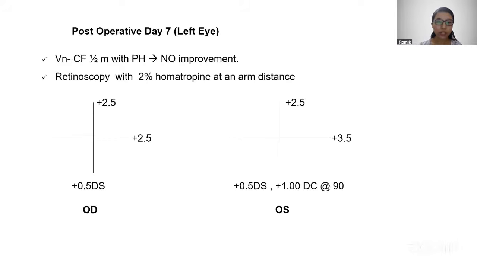On post-operative day 7, vision was counting fingers half meter with pinhole no improvement. Retinoscopy was done with 2% homatropine at arm's distance. Right eye had 0.5 diopter sphere, and left eye 0.5 diopter sphere with +1 diopter cylinder at 90 degrees. Even though there was no acceptance, the child was given retinoscopic spectacles. Thank you.